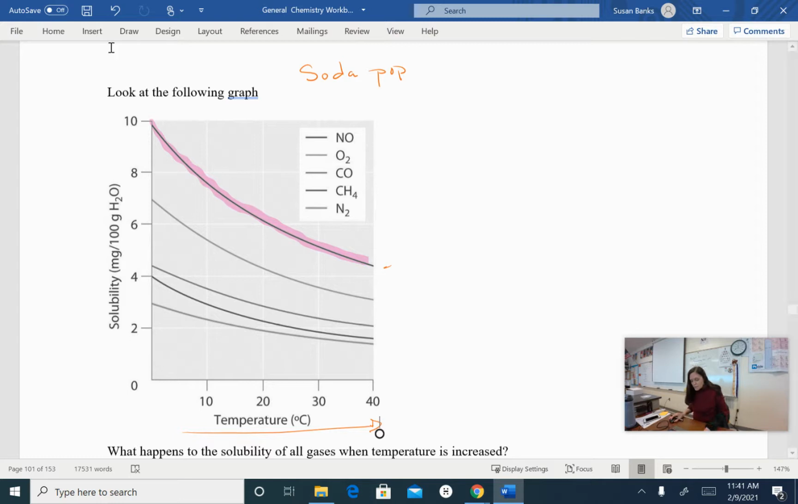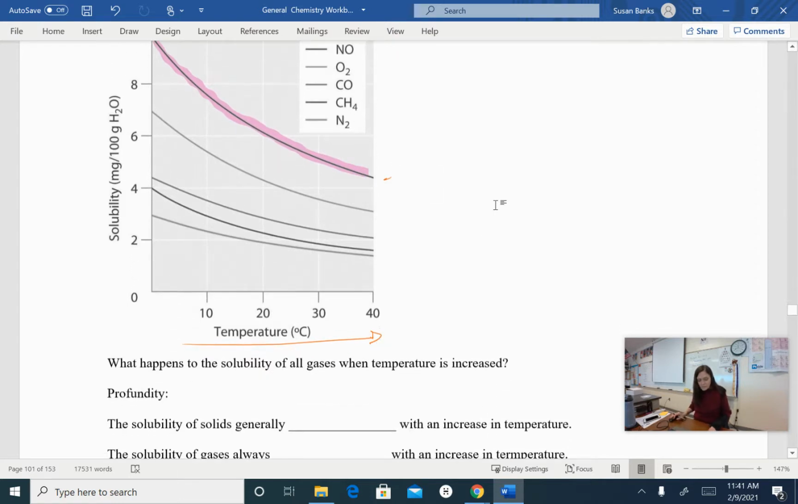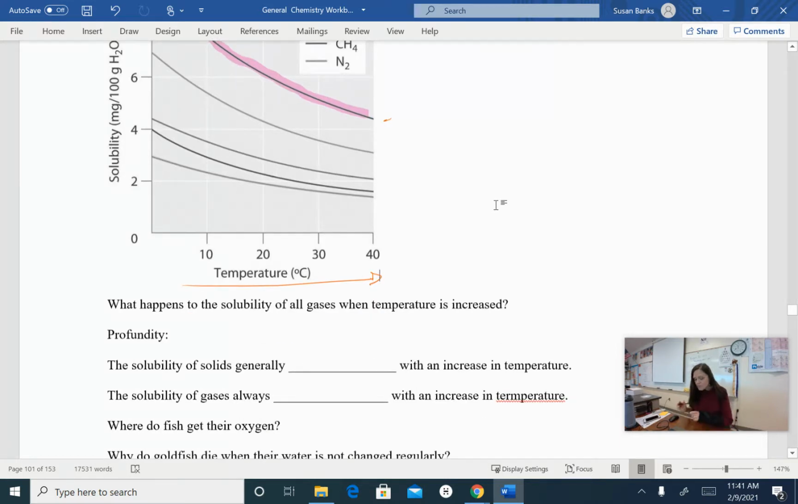Okay? So if we look at this, what happens to the solubility of gases when temperature is increased? The solubility of gases decreases. Gases decrease when temperature is increased. So the warmer we make that solvent or that liquid, the less gas that we're going to be able to dissolve in it. Okay?